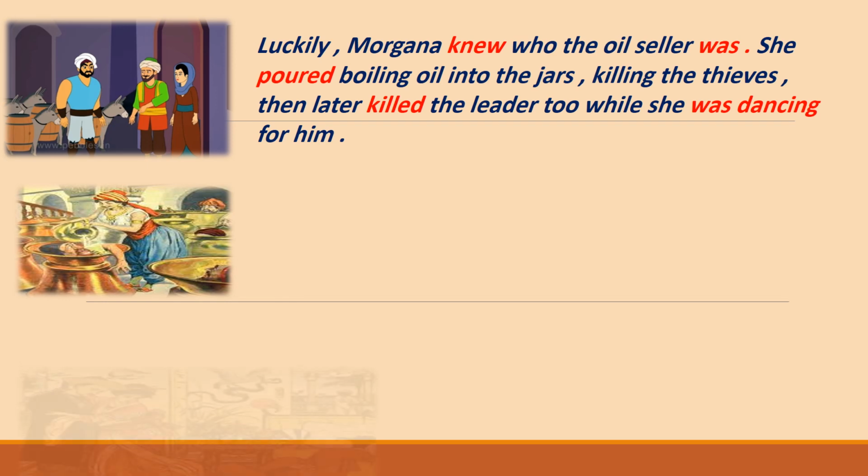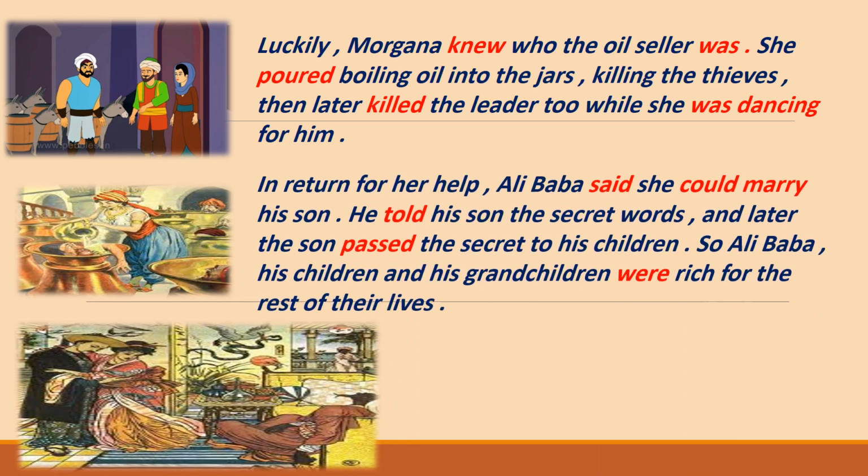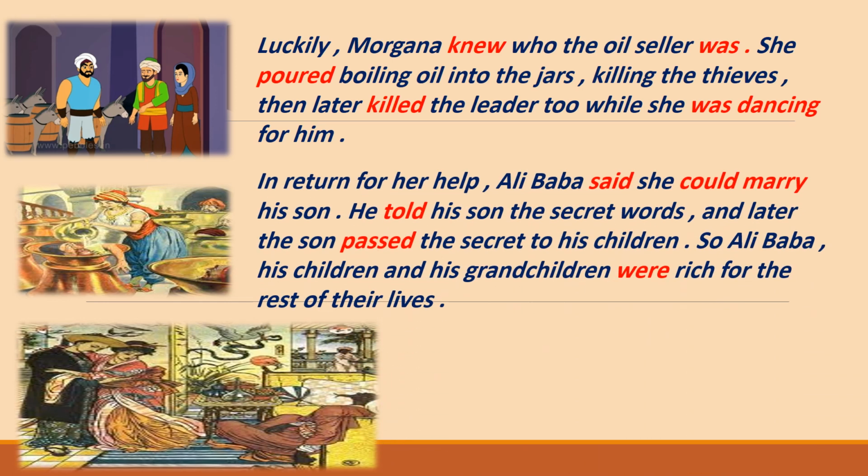In return for her help, Ali Baba said she could marry his son. He told his son the secret words. And later the son passed the secrets to his children. So Ali Baba, his children and his grandchildren were rich for the rest of their lives.